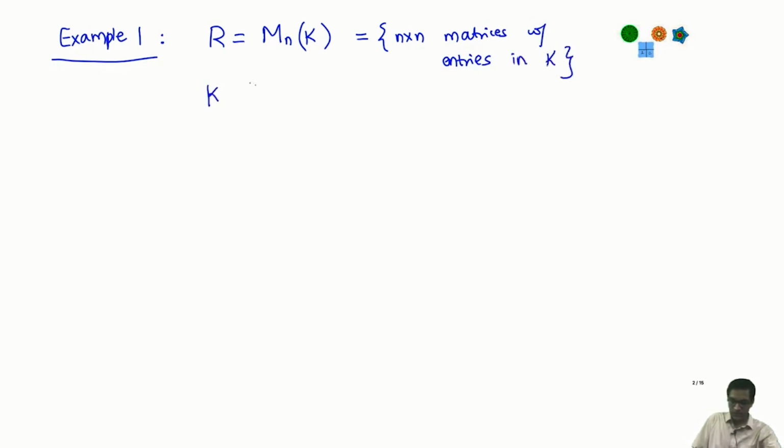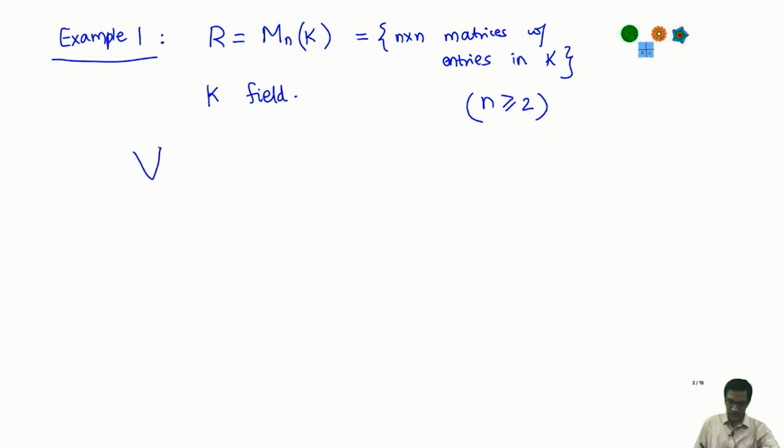So let me fix a field. And of course, if n is greater than or equal to 2, this is not a commutative ring. If n is 1, this is just the field K itself, where modules over K are just vector spaces. So I want to look at the same situation for n greater than or equal to 2. And let me give you some examples of modules.